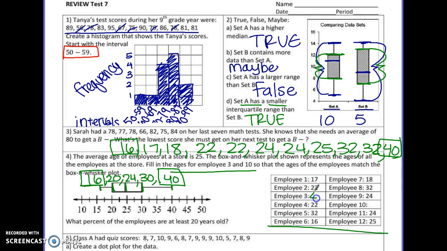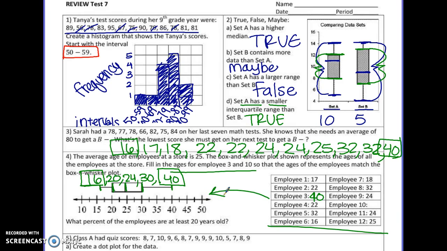So I'm going to put that on employee 3. I could write it for employee 10 if I wanted. It doesn't matter which one's which. So that's an age we have to put in there so that it matches our chart.